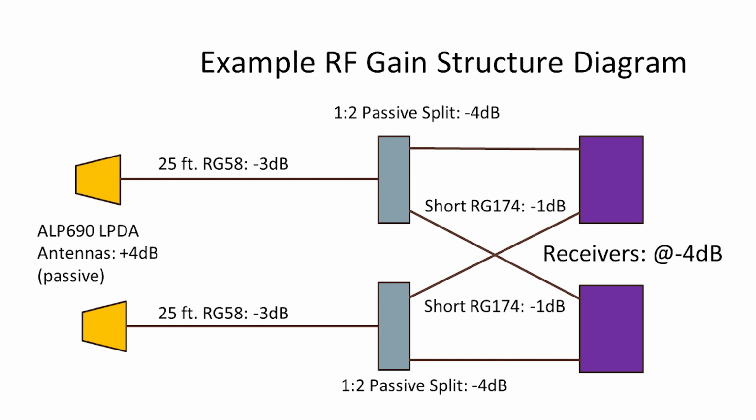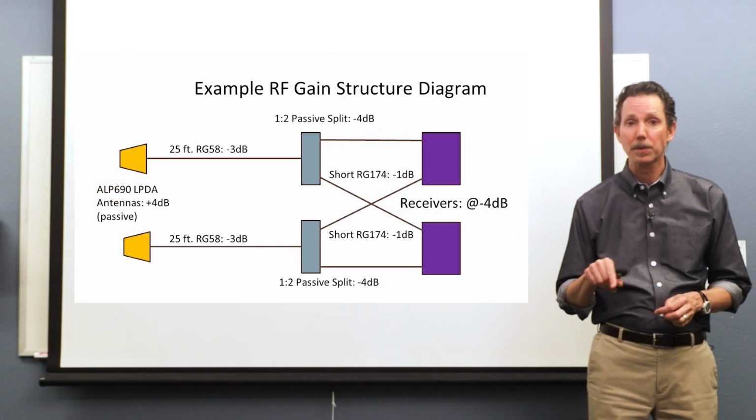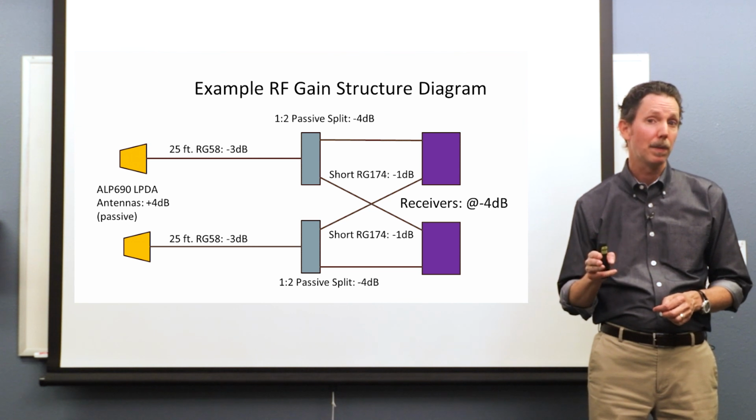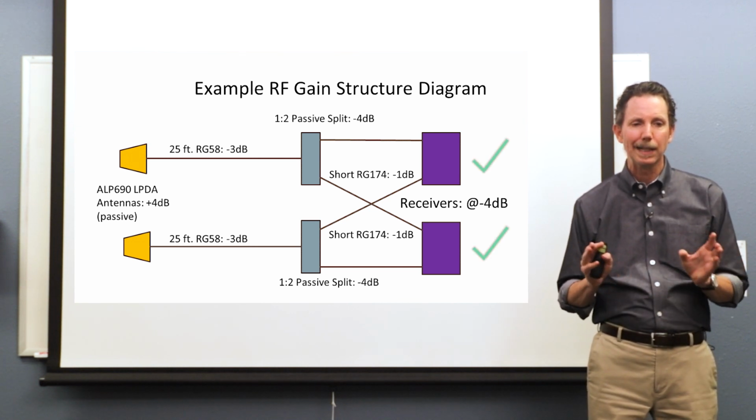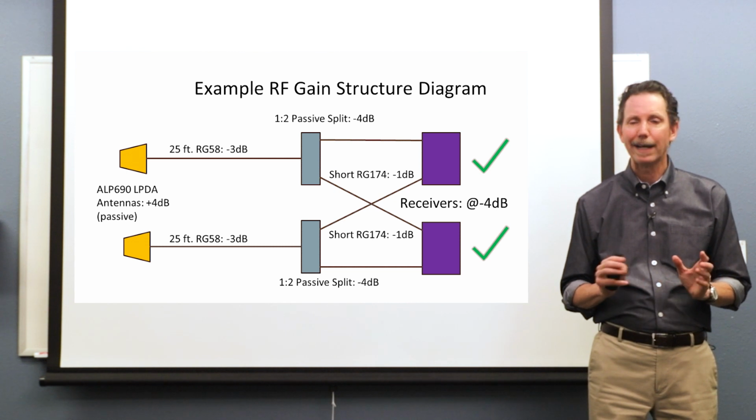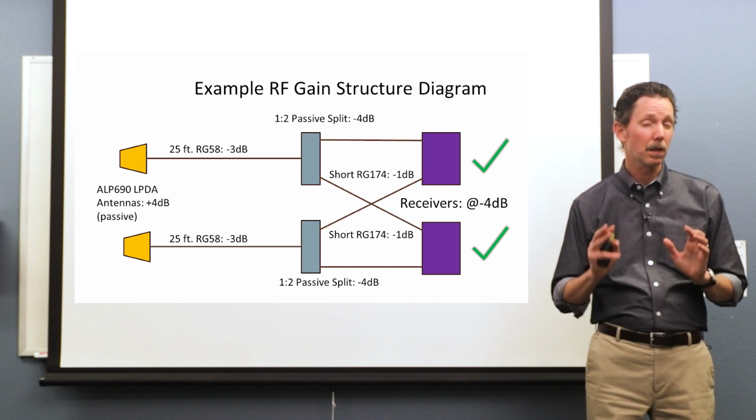Then we're running 25 feet of RG58 cable, which is a very common coax cable material, and those show loss of about 3 dB at 25 feet. Then we've got a simple passive splitter arrangement where one antenna signal is coming in and then 2 signals are going out, so you can send it over to 2 receivers. Those splitters will lose about 4 dB each. So then we've got short jumpers in the rack itself, and those lose about 1 dB per jumper. So when we get the signal to the receivers, it's about minus 4 dB from where we started, which is a little bit of loss.